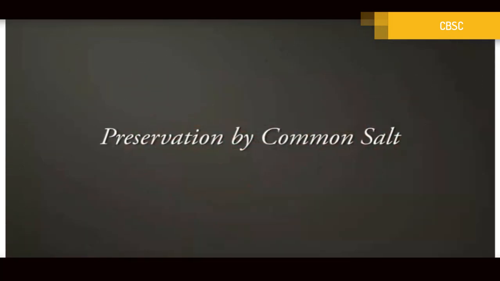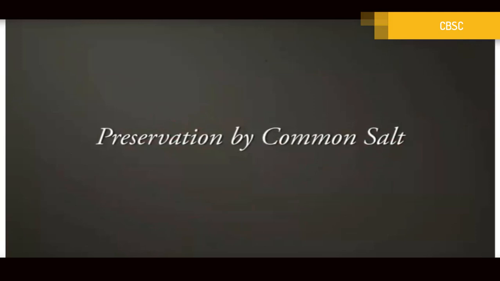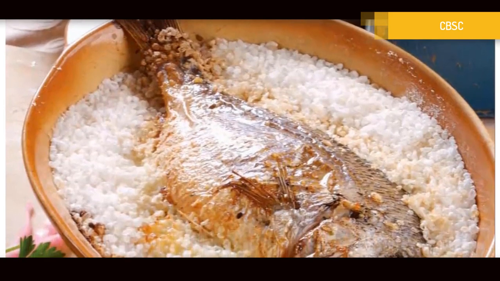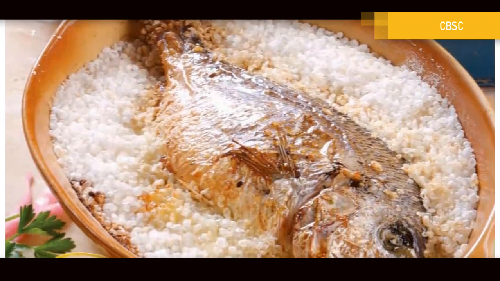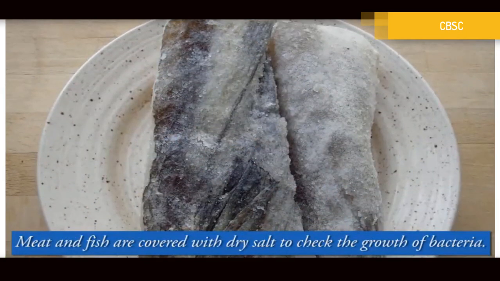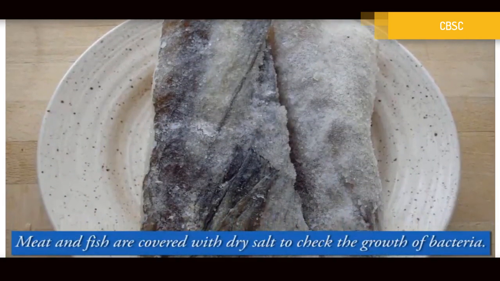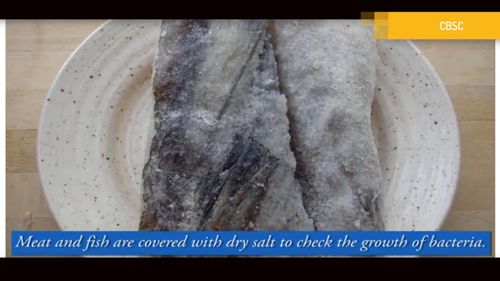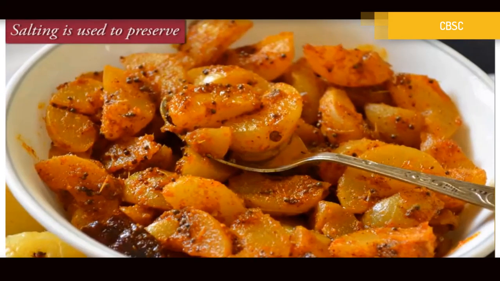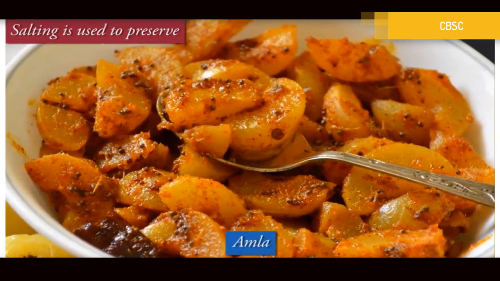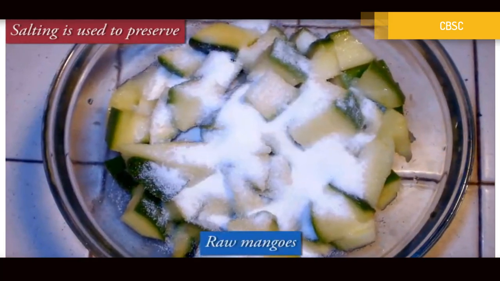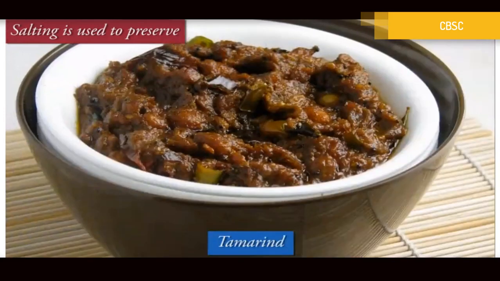Preservation by common salt. Common salt has been used to preserve meat and fish for ages. Meat and fish are covered with dry salt to check the growth of bacteria. Salting is also used to preserve amla, raw mangoes, tamarind, etc.